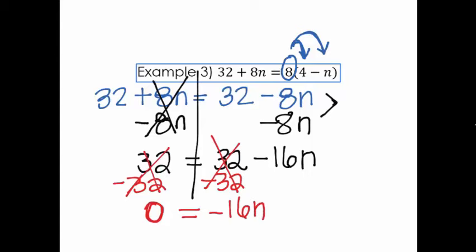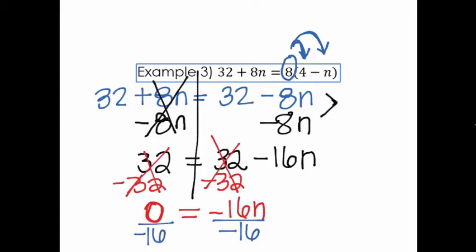Now, the biggest thing that's going to happen is you guys are going to hit this step and you're going to say, oh, Miss Greenway, there's no possible answer. This is wrong. You haven't finished the problem yet. What do you need to do to get n by itself? That's right, you should divide both sides by negative 16.